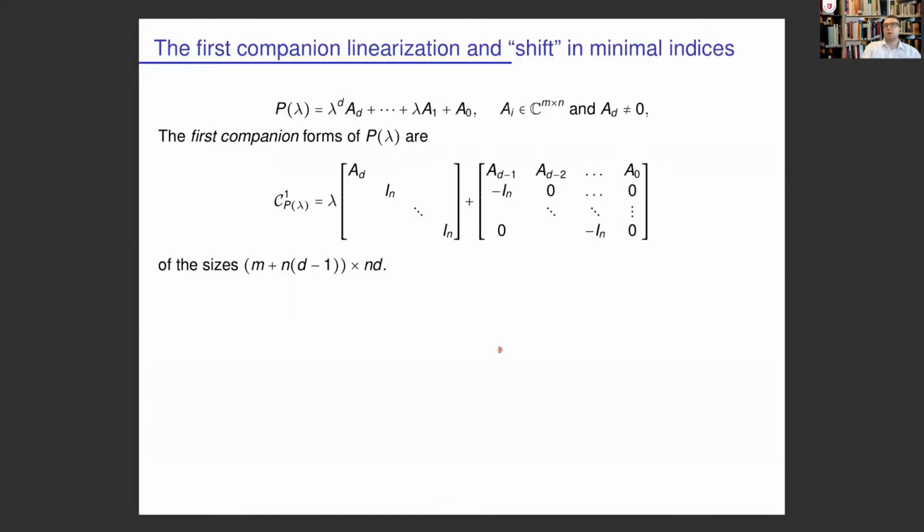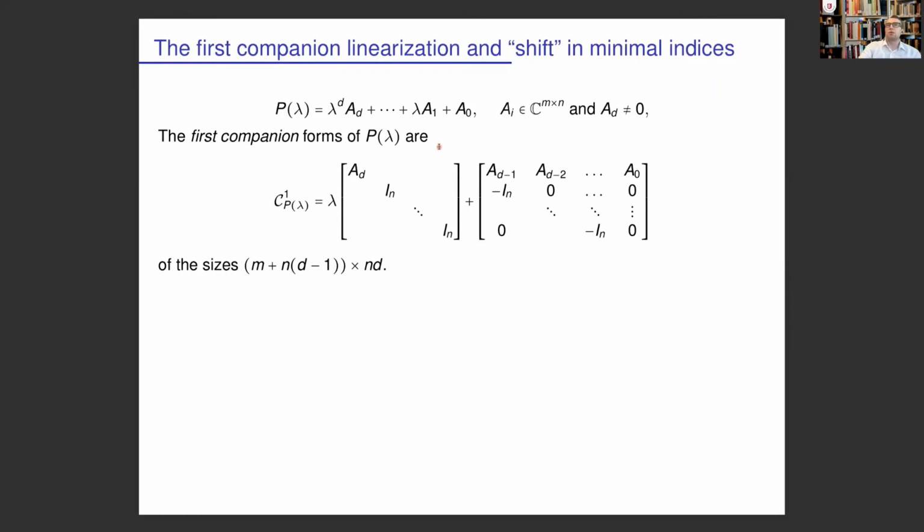Now the second step is about the strong linearization. What we will use here is the so-called first companion form. So instead of investigating a matrix polynomial of degree d, we will move to a matrix pencil, which is a polynomial of degree 1, but we have to pay, and we pay in extending the size. So every matrix here was of size m by n, but the matrix pencil is now of this size. We have to increase the size significantly.